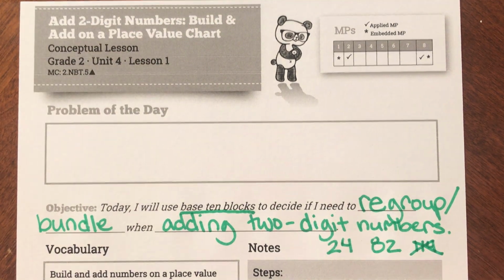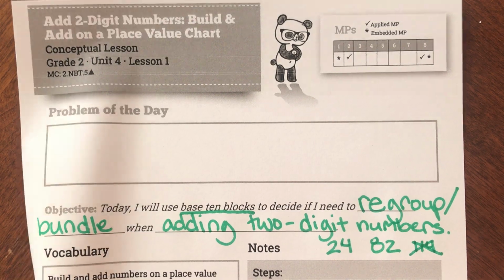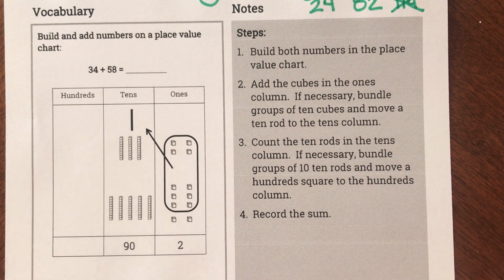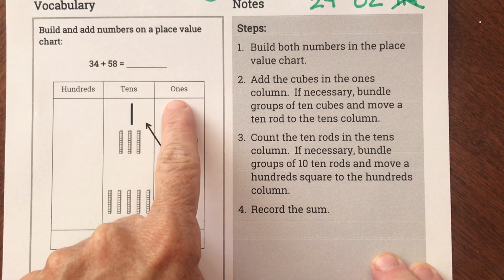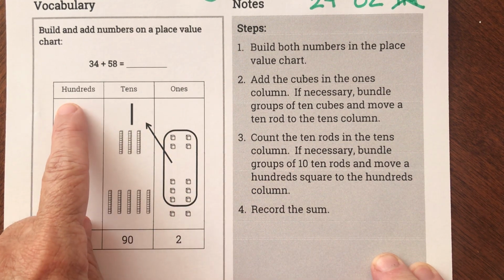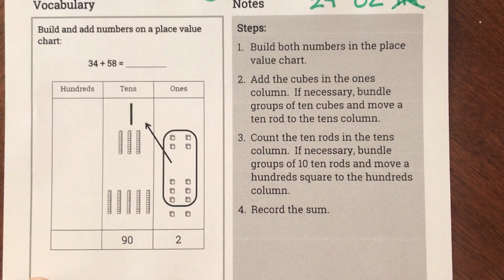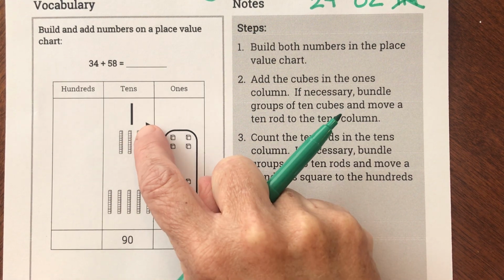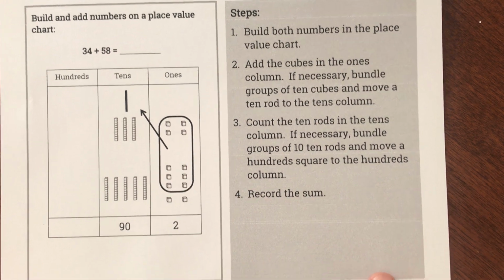Okay, let's look at our vocabulary and see what we have here. So I see it says build and add numbers on a place value chart. So here's our place value chart, and they've titled it ones, tens, and hundreds. And here are the base 10 blocks. So what we see is they've drawn these little cubes to represent 1, and they've drawn these 10 rods, which have 10 cubes to represent 10. Those would be really hard for us to draw, ladies and gentlemen.